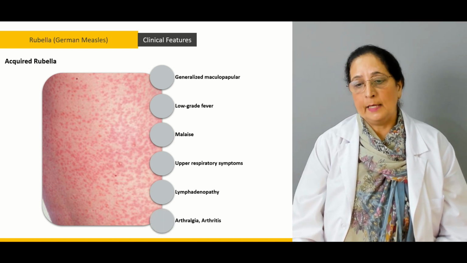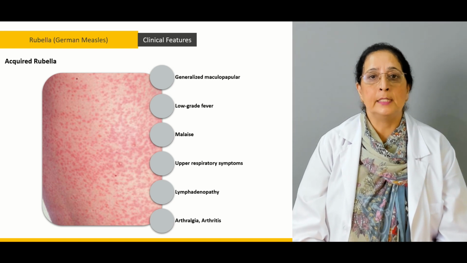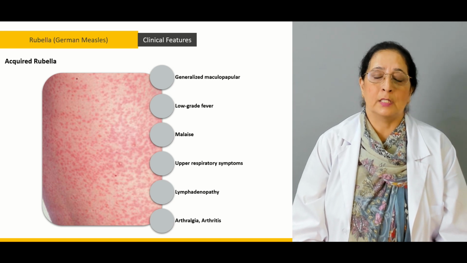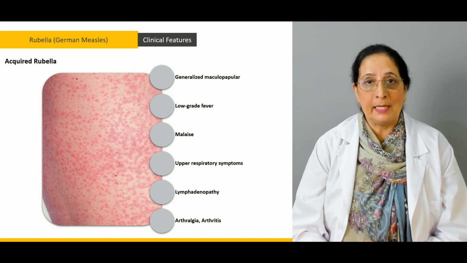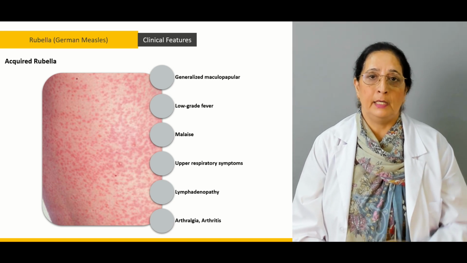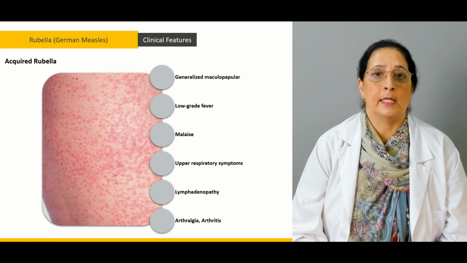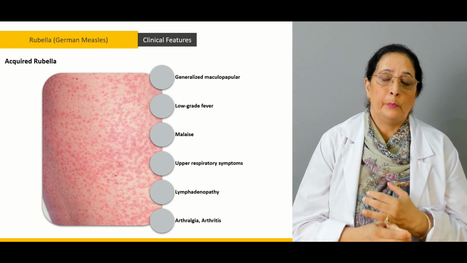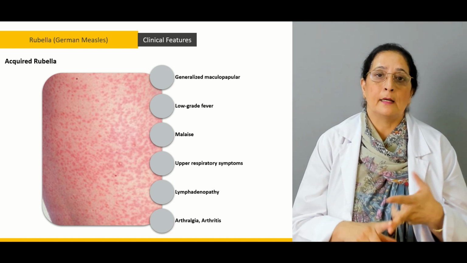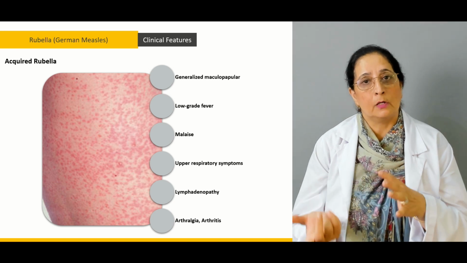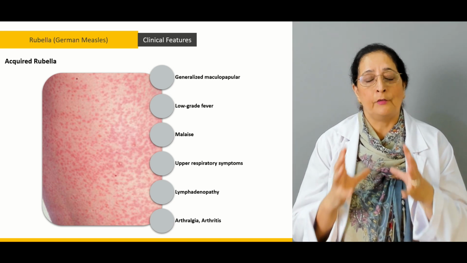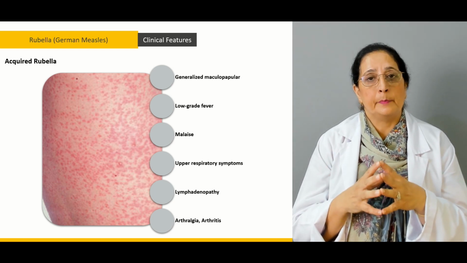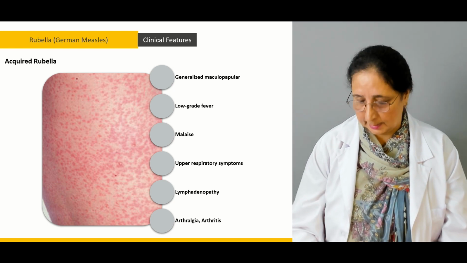acquired rubella. Then arthralgia and arthritis, which is pain in the joints and inflammation of the joints that causes pain and swelling in the joints. All these are very characteristic of arthritis and arthralgia. So again, acquired rubella causes maculopapular rash, arthritis, arthralgia, malaise, and it causes regional lymphadenopathy, and upper respiratory symptoms are present.